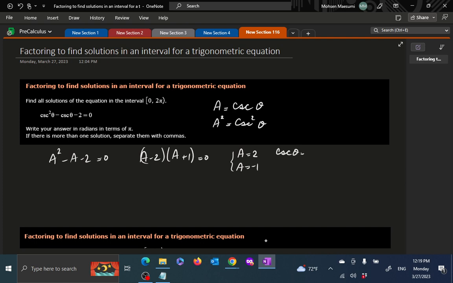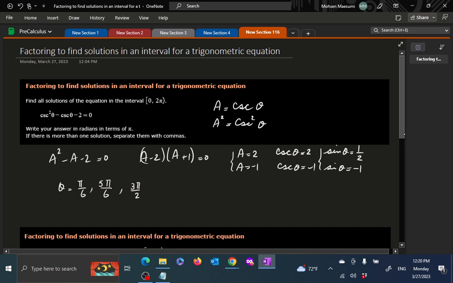Cosecant being 2, cosecant is the reciprocal of sine, so that means sine of theta is 1/2. Here cosecant becomes minus 1, so sine of theta, the reciprocal of minus 1, is again just minus 1. The first equation gives us pi over 6 and 5 pi over 6. That's the solution of the first one. And the second one, sine of theta being minus 1, is going to give us 3 pi over 2. That's the only one that shows up, and that is the answer to this problem.